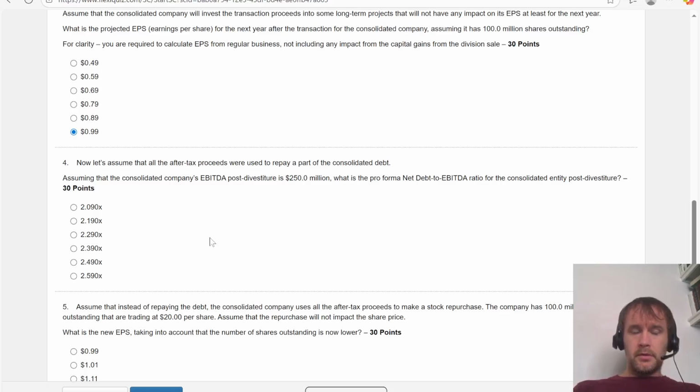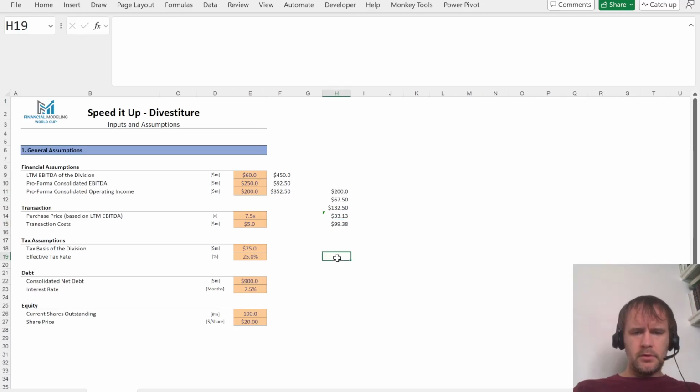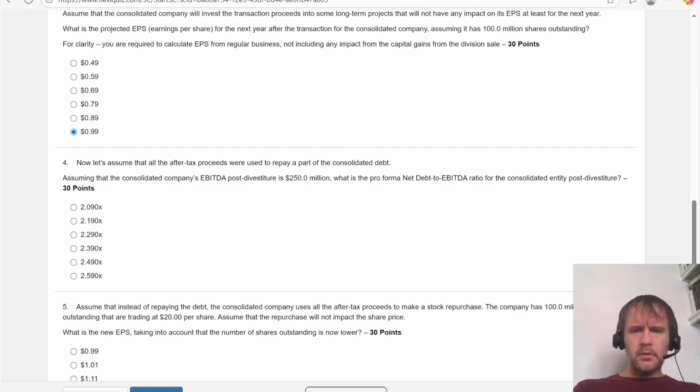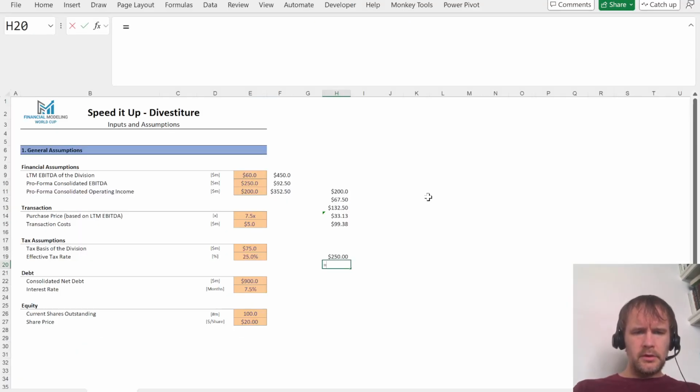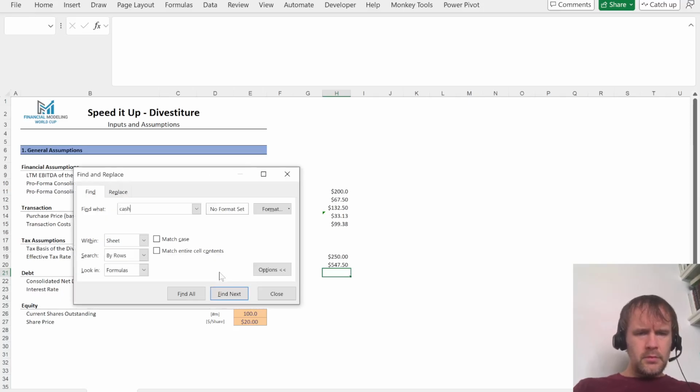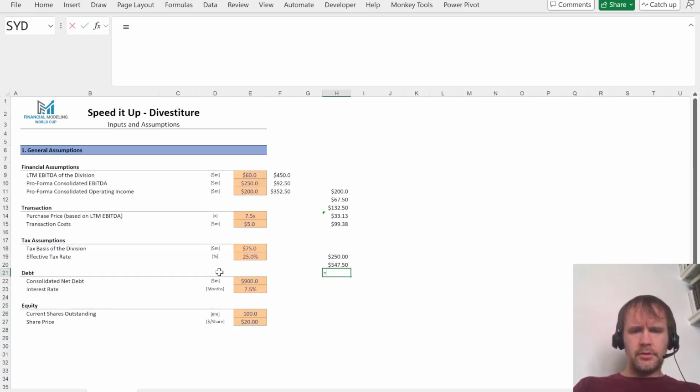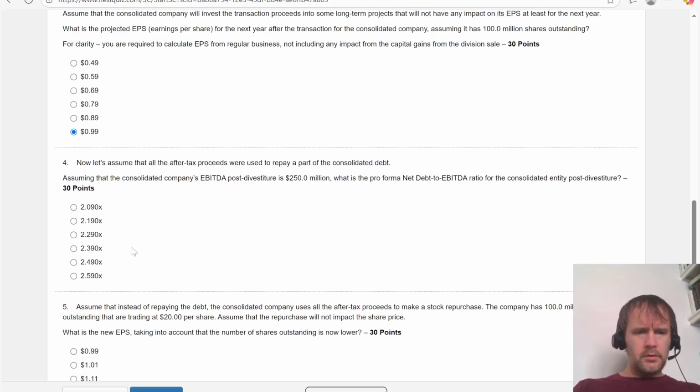Net debt, EBITDA. Okay. So EBITDA is 250, which I assume is here somewhere. Yes. And so we're calculating net debt to EBITDA. So the debt should be this minus this. And we're doing net debt. Where's the cash? No cash shown. Okay. I think we're looking at 2.19.